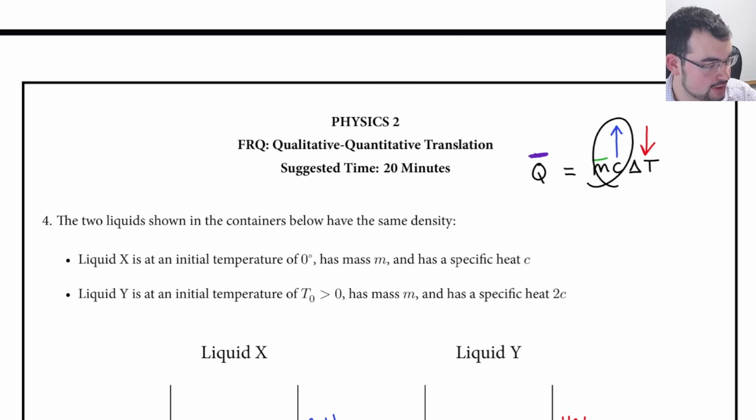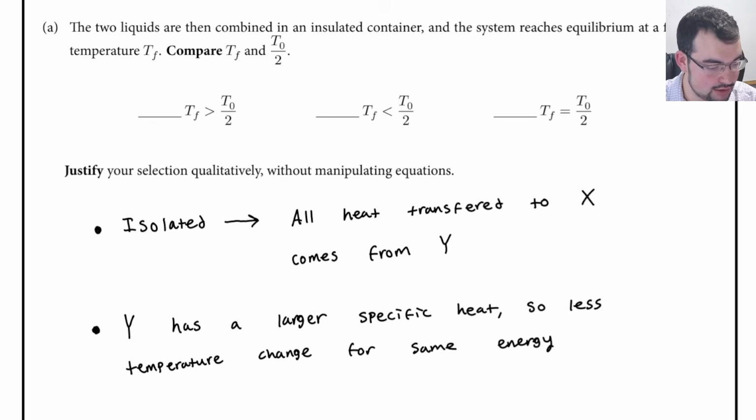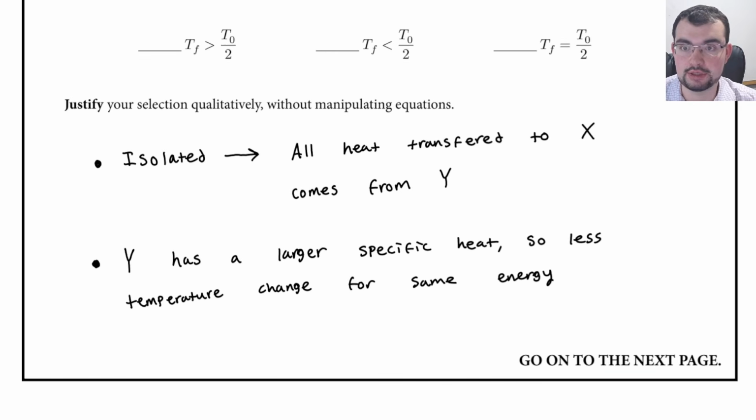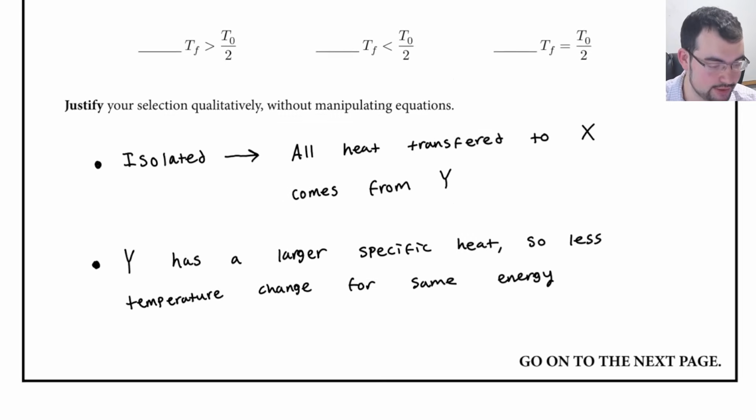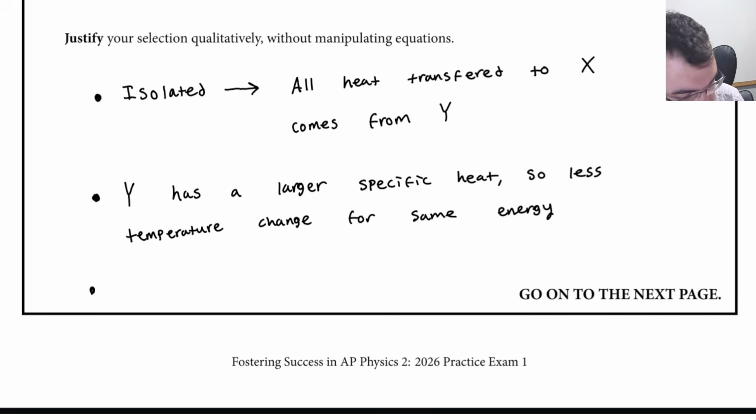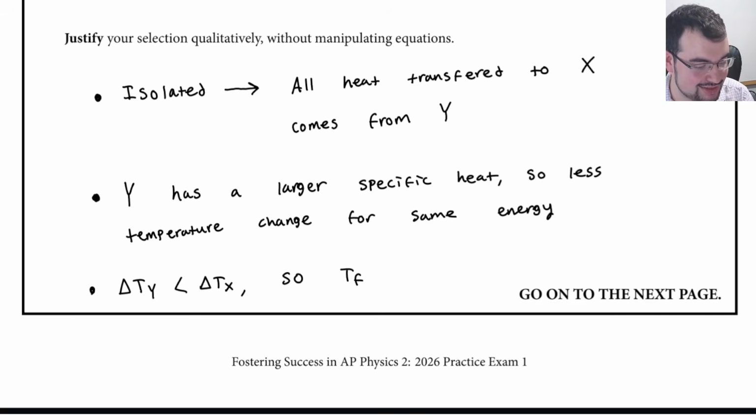Because if C tells you how difficult it is to change your temperature, I like to think of it as temperature inertia, right? It's how hard it is to change your temperature. So if it's harder to change liquid Y's temperature, and we have the same sort of input, well, this means delta Ty is going to be less than delta Tx. So our final equilibrium temperature is going to be closer to Y's temperature than X's. So Tf is going to be larger than the midpoint.